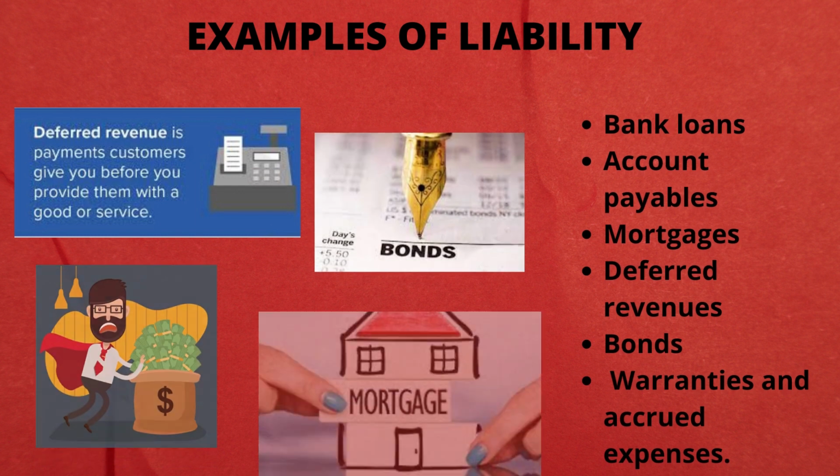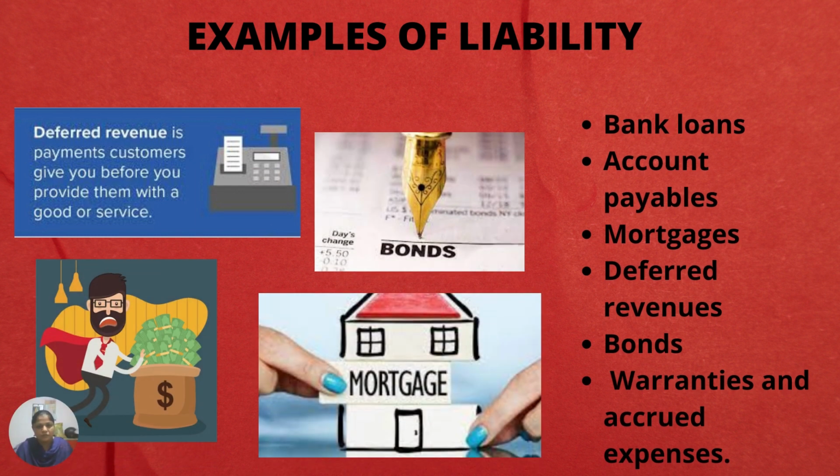See examples of a liability: bank loan, accounts payable, mortgage, deferred revenues, bonds, warranties, and accrued expenses. Bank loan: we take a loan from a bank for our business purpose, and it is very necessary for manufacturing the goods. Then deferred revenues also play an important role. Bonds also play an important role. Warranties are also very important for our business.